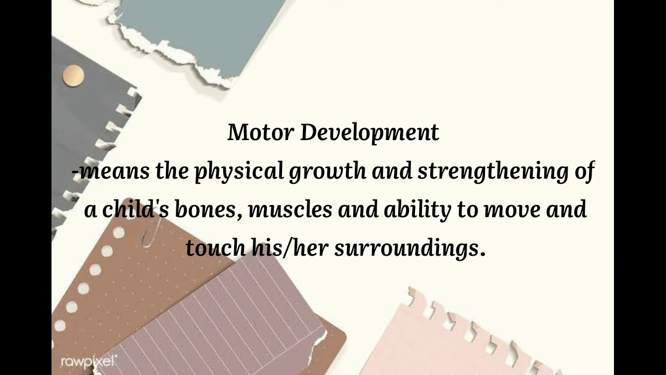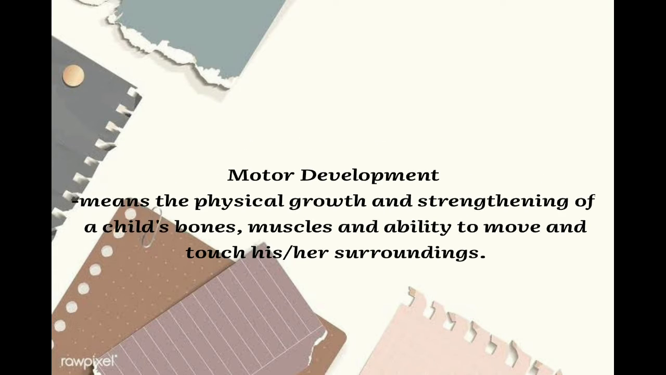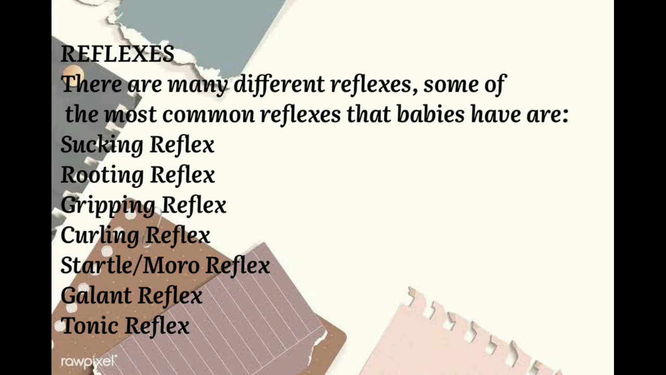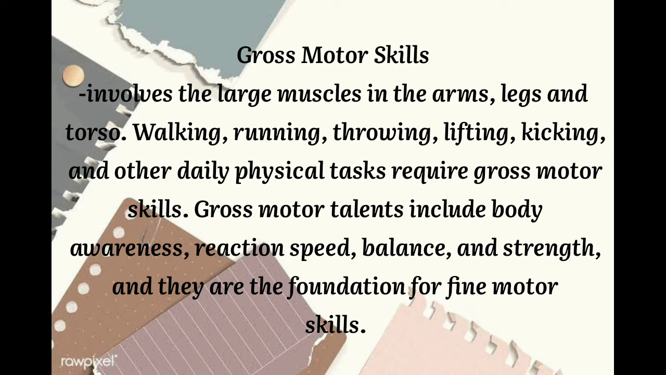Motor development means the physical growth and strengthening of a child's bones, muscles, and ability to move and touch his or her surroundings. Reflexes. There are many different reflexes. Some of the most common reflexes that babies have are the sucking reflex, rooting, gripping, curling, startle or Moro, Galant, and tonic reflex. Gross motor skills involve large muscles in the arms, legs, and torso.